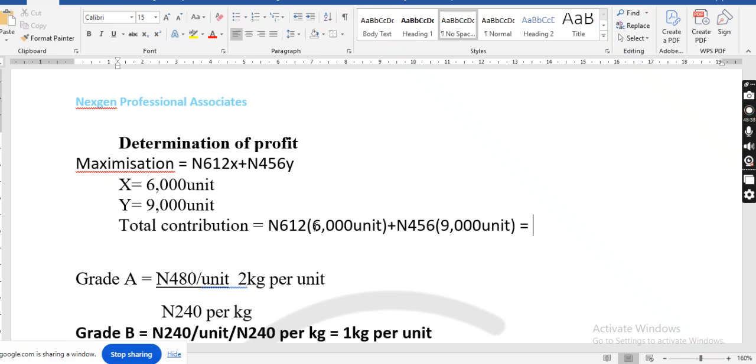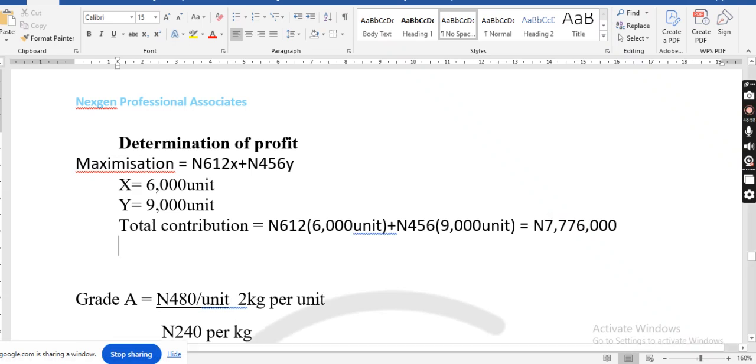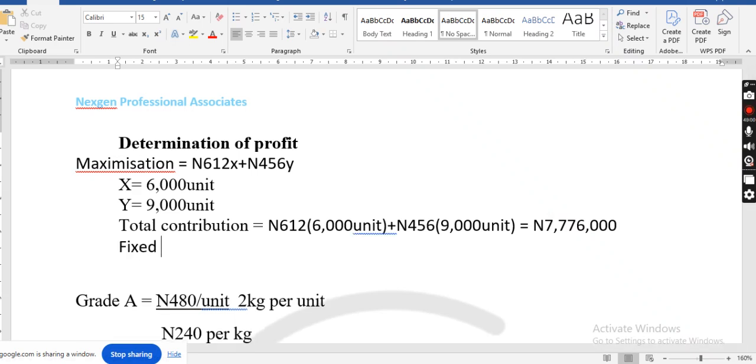Class, what is the total contribution? 7,776,000 Naira. So let's check. Our fixed cost is given in this question, so I will get our profits.